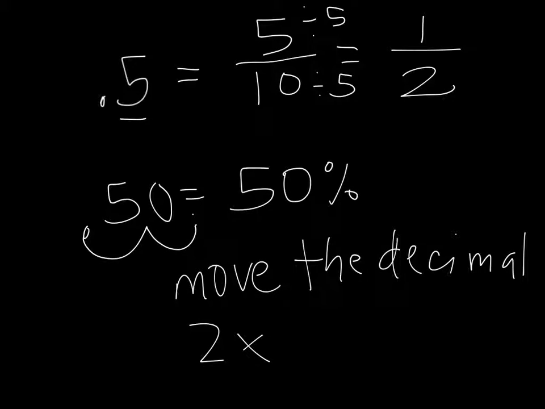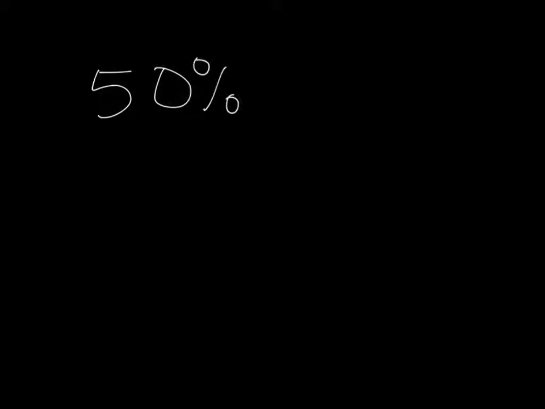This is our last one. Now, I've got 50%. How am I going to change this into a decimal? Well, you guys might be able to figure that out on your own. As we looked at before, changing a decimal to a percent means we move it over 2 times to the right. So if we're changing a percent to a decimal, then we're going to move it over 2 times to the, that's right, to the left.